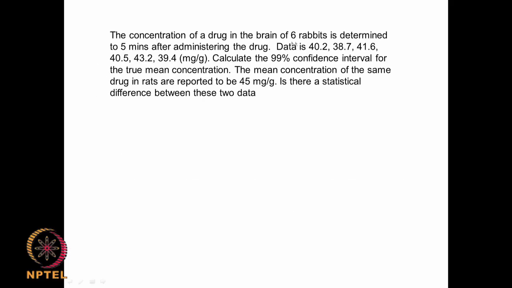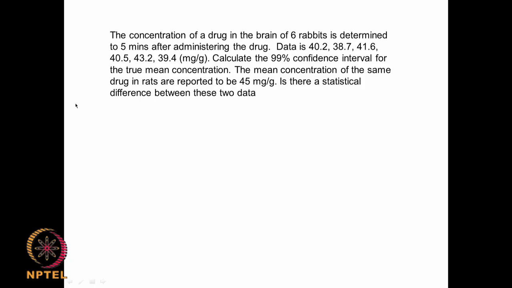The concentration of a drug in the brain of 6 rabbits is determined after 5 minutes after administering the drug. So you are injecting a drug on 6 rabbits, then after 5 minutes you are measuring their concentration. It comes out to be 40.2, 38.7, 41.6, 40.5, 43.2, 39.5. Now, calculate the 99% confidence interval for the true mean concentration, that we can do.